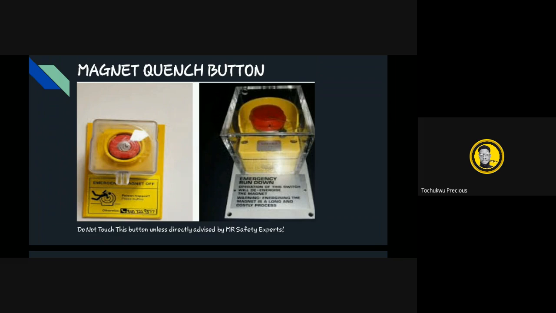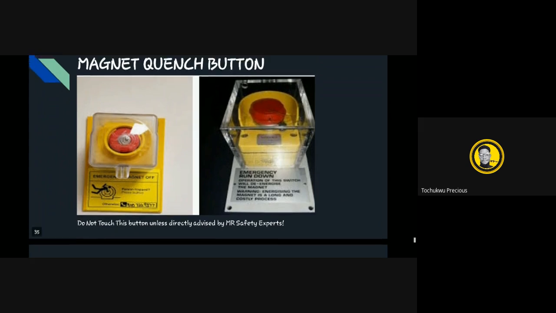So this is what a quench button looks like. It is present inside the MRI room, and it should not be touched unless directly advised by an MRI safety expert. This is not a button that when you're having a bad day, you gotta hit the button, or when your patient is frustrated, you gotta hit the button to cool off anger. If you hit this button when you are not supposed to, you're not only going to cause harm to everybody around, you're also going to spoil the machine.